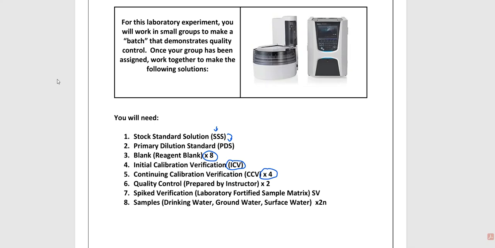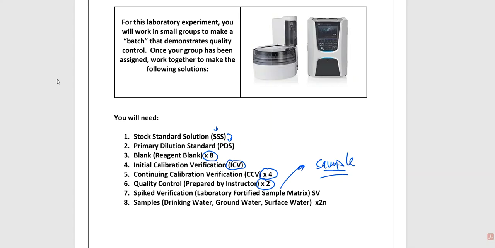All right. Number 6, it says quality control, and it says prepared by instructor. We're going to run this in duplicate, so we're going to run that twice. Number 7 says a spiked verification. So this is a spiked fortified sample. That's what this is. So I need a sample first, and then I'm going to spike that sample to make sure that my signal and my concentration did go up on the report sheet.